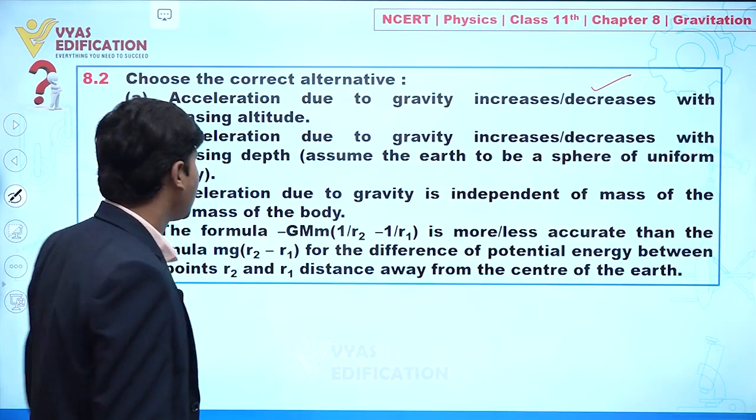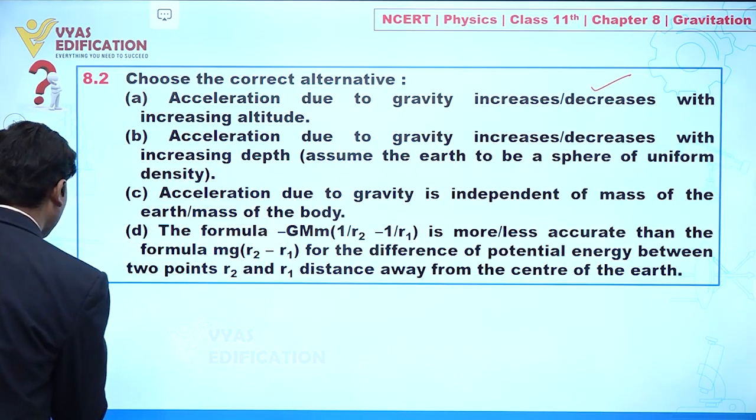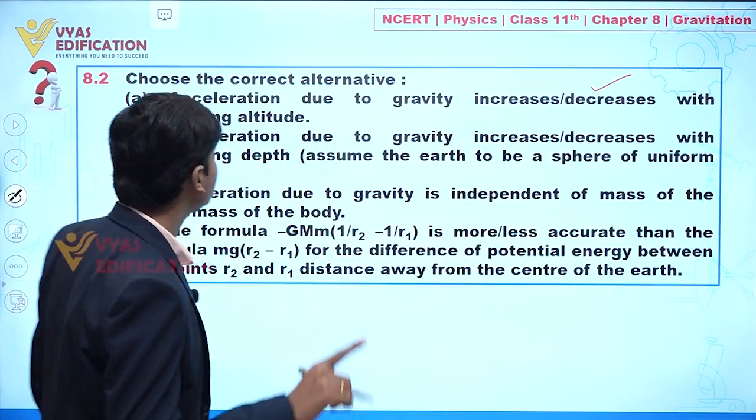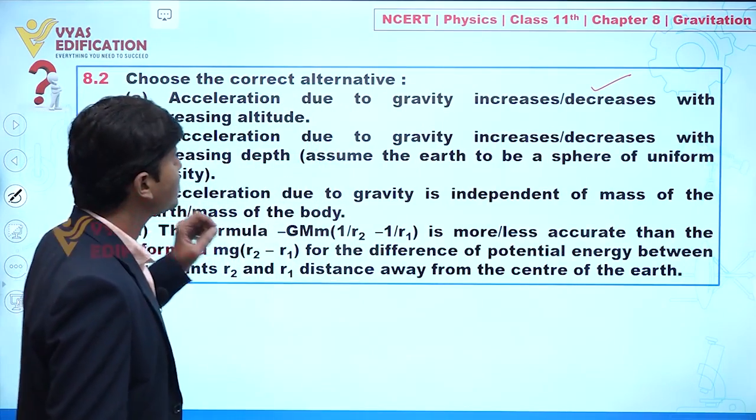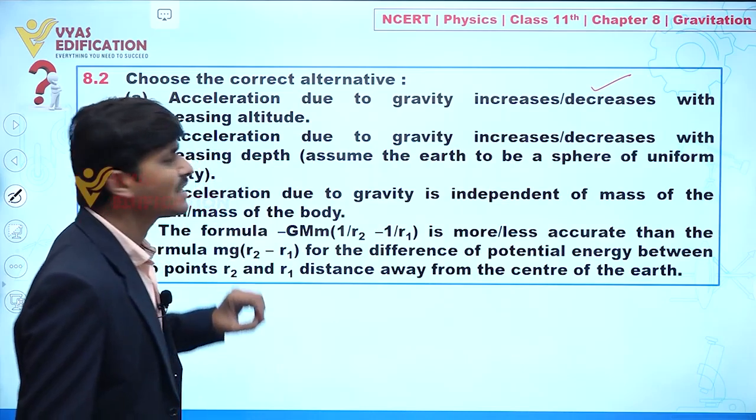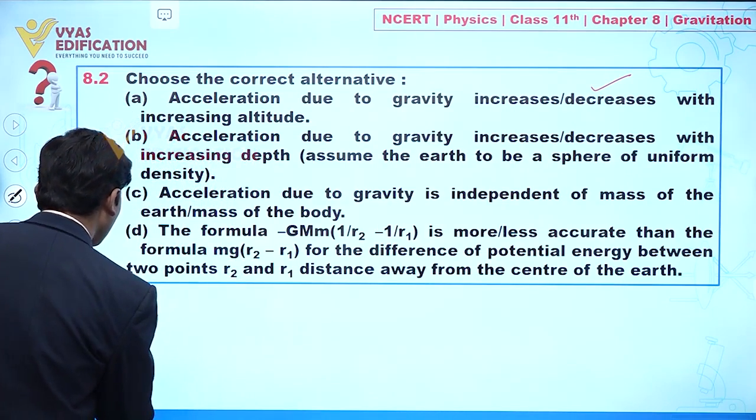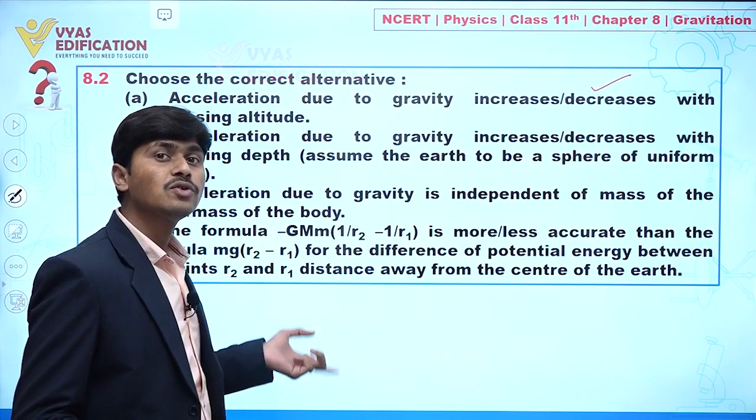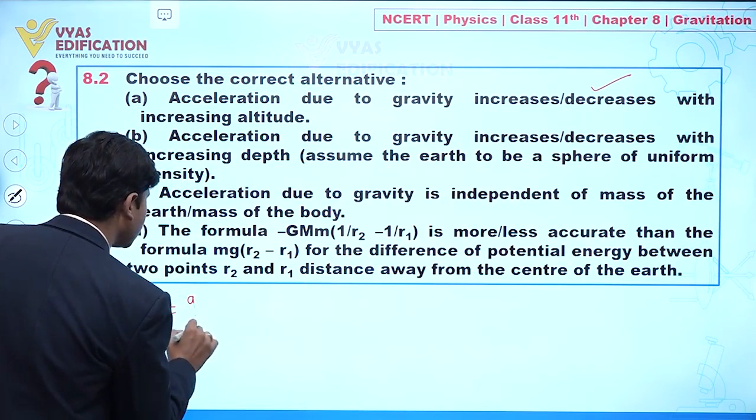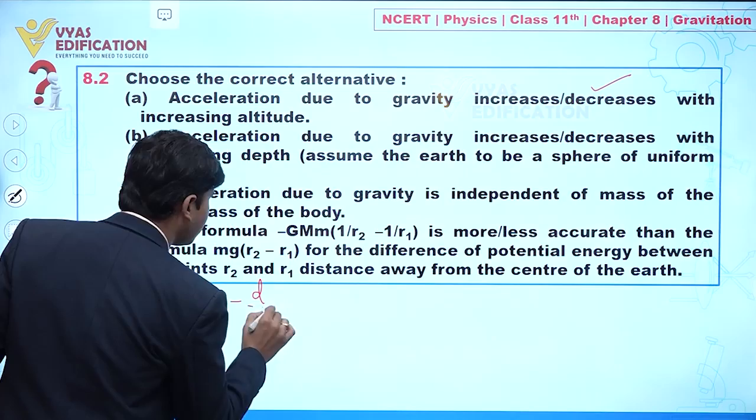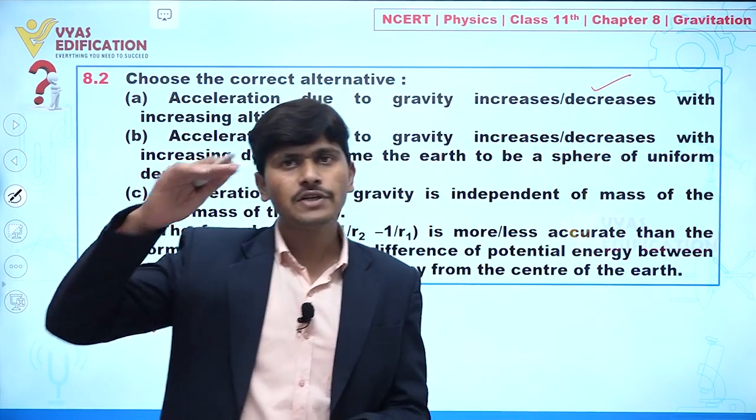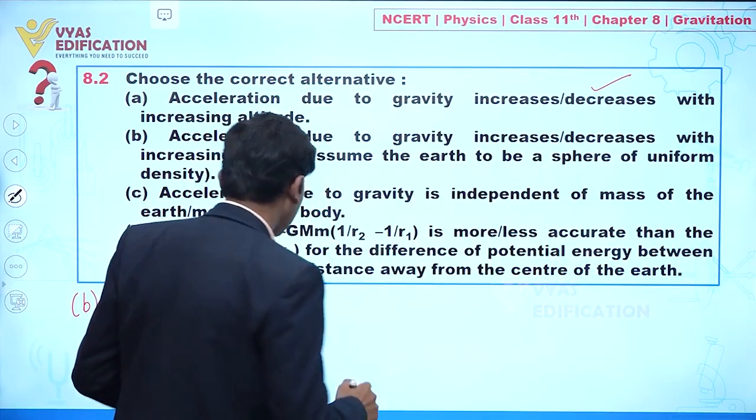Clear to everyone? Now part number B: acceleration due to gravity with increasing depth. You know that acceleration due to gravity at depth d is given by g1 minus d by Re, where d is taken from the surface of the earth.